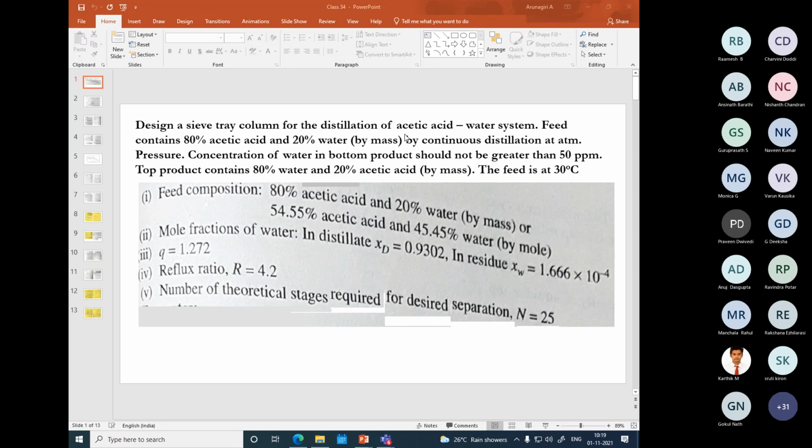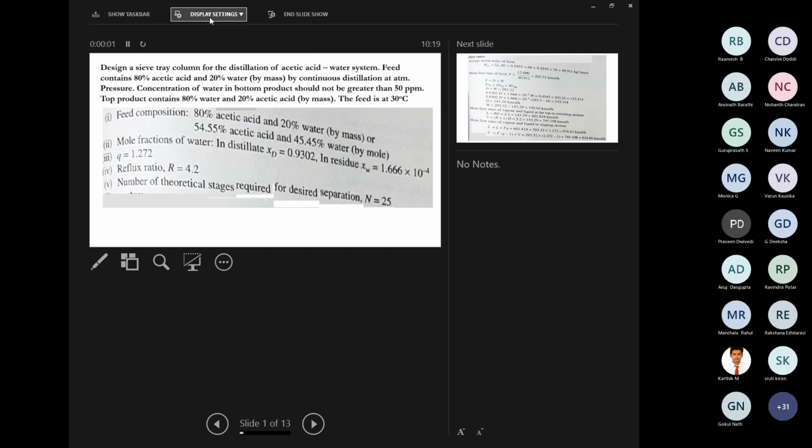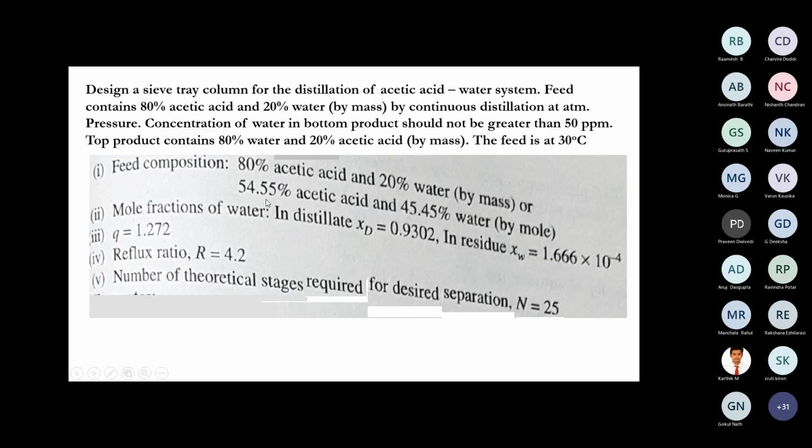So XF, how will you calculate? 20 by 18 divided by 20 by 18 plus 80 by 60. So you have to take a basis of 100. The molar mass of water is 18 and the molar mass of acetic acid is 60. So using this you can calculate the value of XF. I think you know how to calculate this.